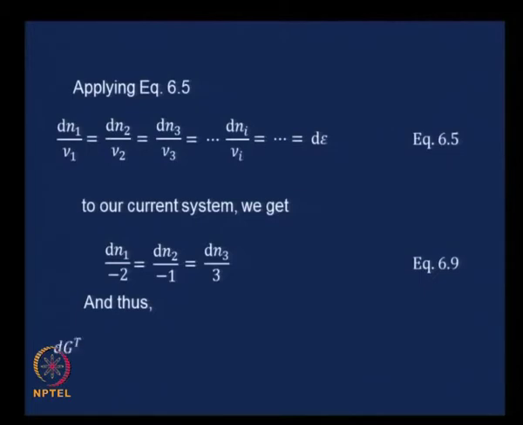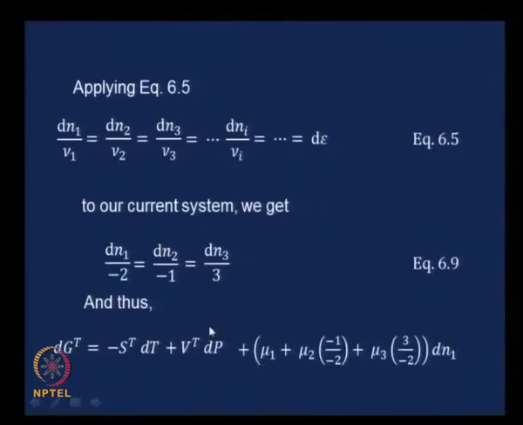And therefore, dG_T can be written as minus S_T dT plus V_T dP plus, remember, mu_1 dN_1 plus mu_2 dN_2 plus mu_3 dN_3 can be written as mu_1 dN_1 is fine, mu_2 dN_2 is nothing but minus 1 by minus 2 dN_1, that is what we have written here, minus 1 by minus 2 dN_1, there is a bracket here and we have taken dN_1 common out, and mu_3 dN_3 is nothing but, in terms of dN_1, 3 by minus 2 dN_1, and that is what we have written here. Let us call this equation 6.10.